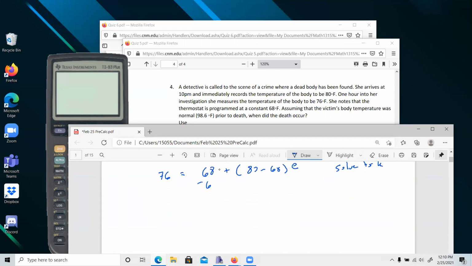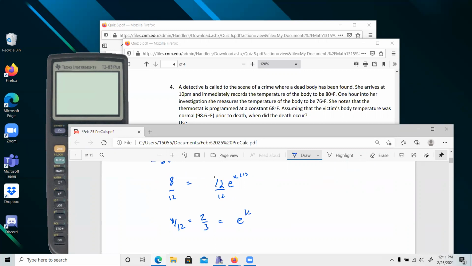So the first thing we're going to do is subtract 68 from both sides. So 76 minus 68 is just going to give us 8. And then 80 minus 68, what's that going to give us? That's going to give us 12, isn't it? 12e to the k. Now, you don't have to type in the 1 if you don't want to, but we're going to go ahead and figure that out. So we divide by 12, so we're going to have 8/12, which is the same thing as 2/3, I believe. 2 times 4, yeah, 2/3 is equal to e to the k.